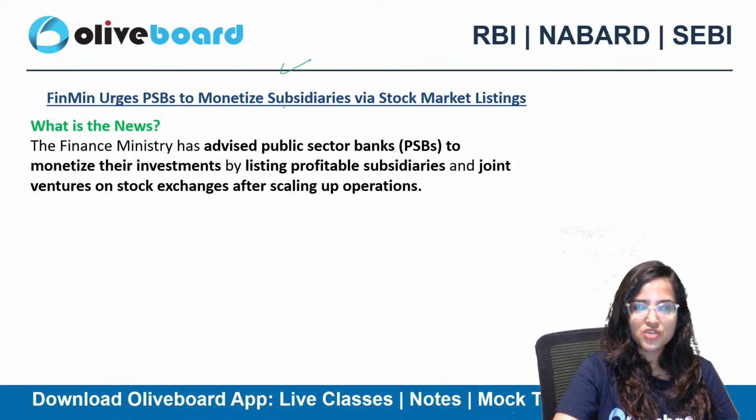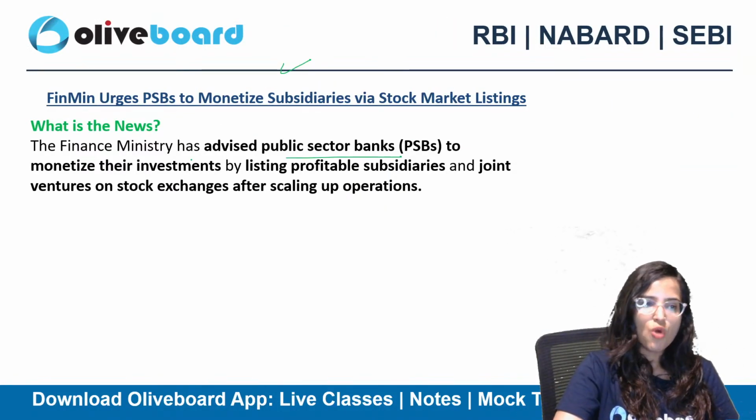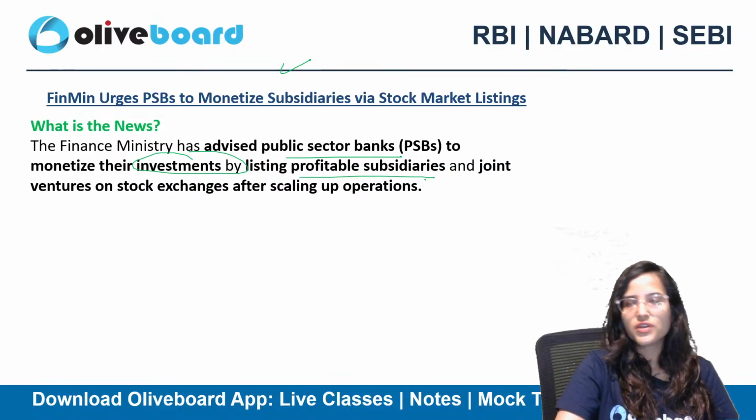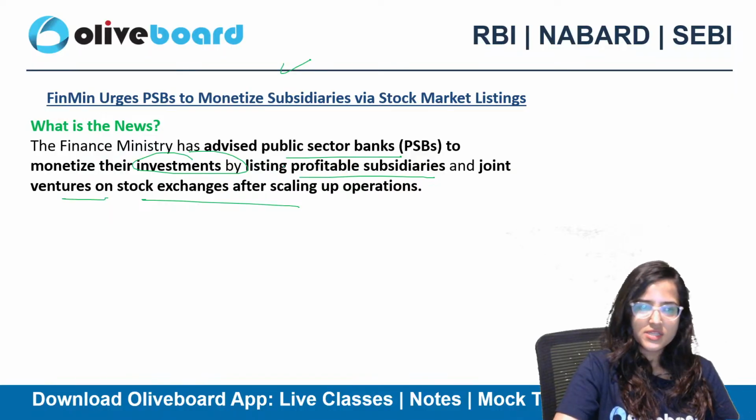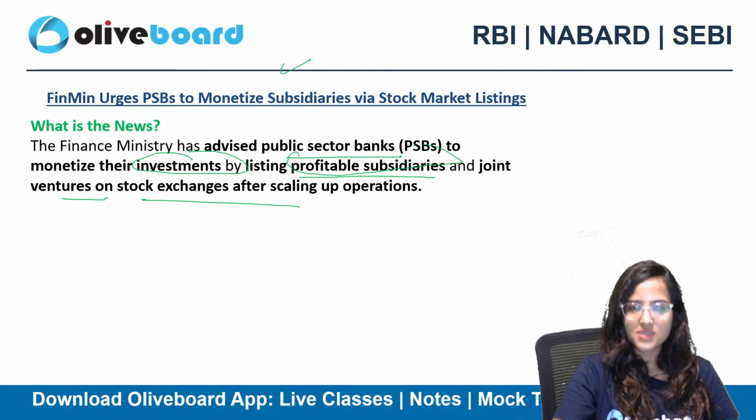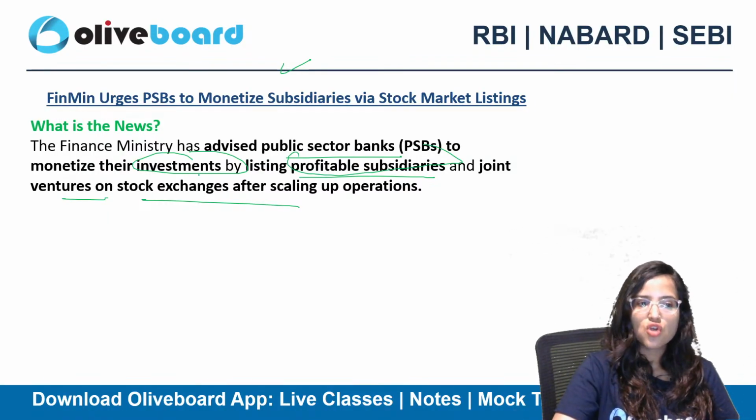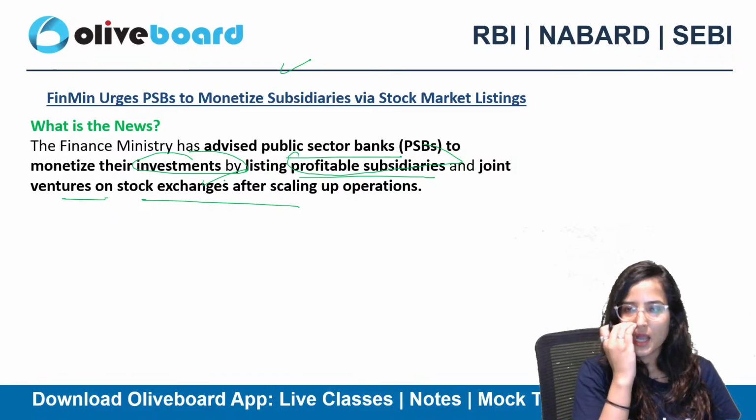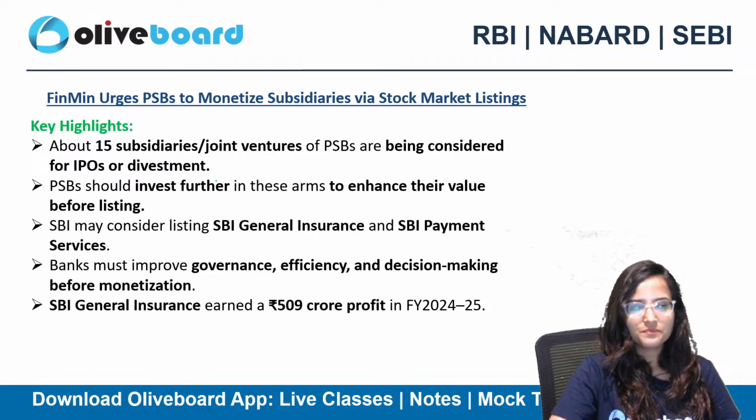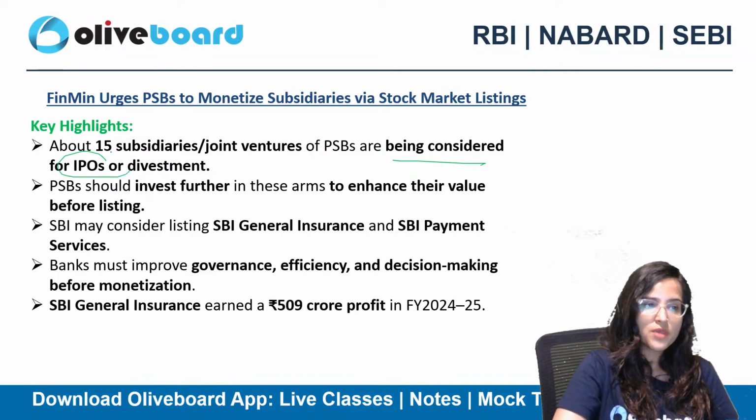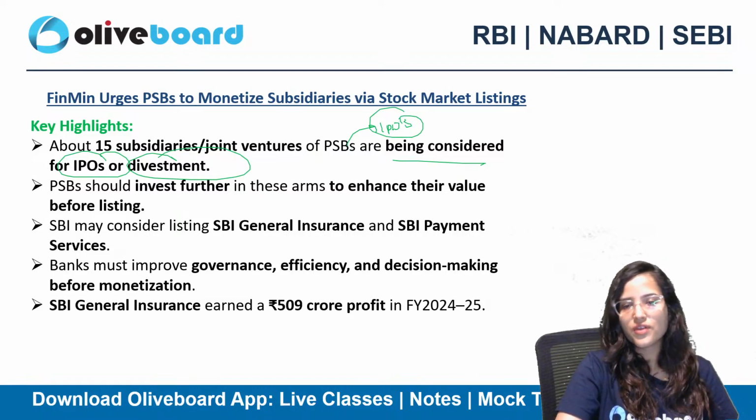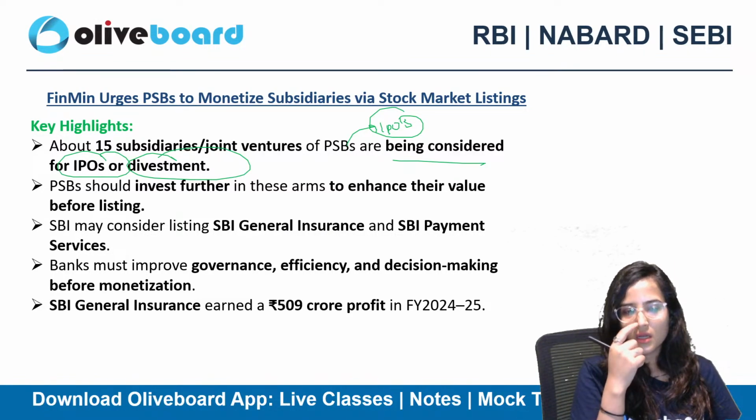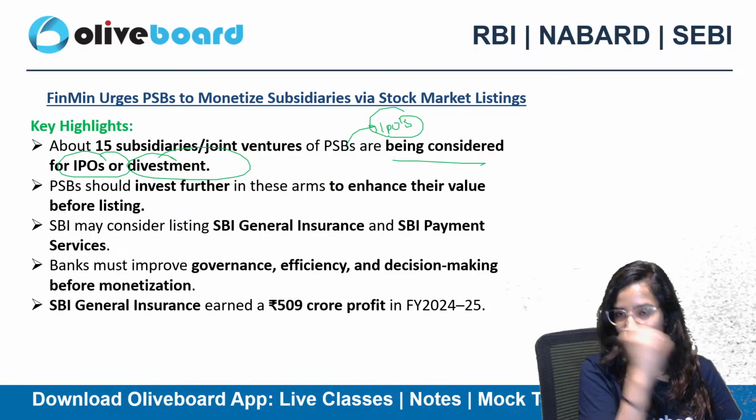So, Finance Ministry has advised public sector banks to monetize their investments by listing profitable subsidiaries and joint ventures on stock exchanges. Okay, so what they are saying is list profitable subsidiaries and joint ventures on the stock exchanges after scaling up the operations. Okay? About 15 subsidiaries or joint ventures of PSBs are being considered for IPOs or divestment. So for IPO, they are saying list them, generate revenue, list them in the stock exchange so that we can generate more revenue.